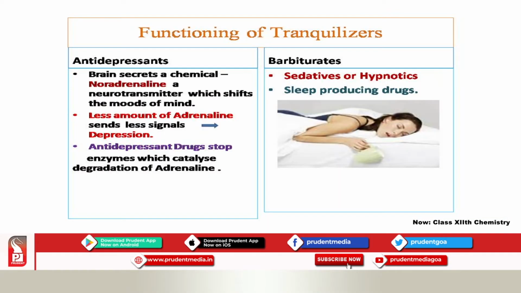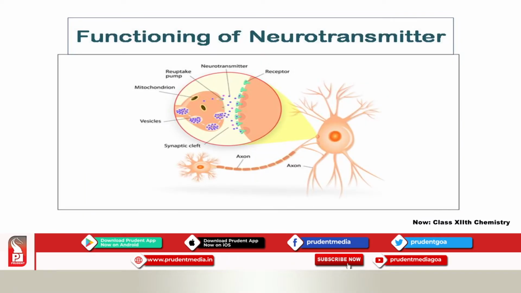Whereas barbiturates are sedatives or hypnotics, as we call them. They produce sleep, so they are sleep-producing drugs. Here you see the neurotransmitter, purple in color, which binds to the receptor here on the other nerve. These are 2 nerves, so from neuron to neuron the nerve impulse is sent. If neurotransmitters are released less, then the signals will not be sent.